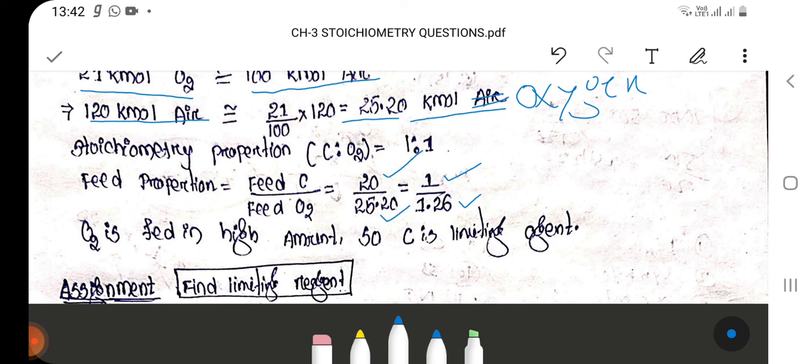Now we have to see which is higher or which is lower in the feed. The 1 in the feed and the 1 in the stoichiometric proportion are both equal, so we can't identify from them. Now 1.26 is greater than 1. It means the bottom component is higher in the feed. So the bottom component is oxygen, so oxygen is in excess, so carbon is the limiting reagent.